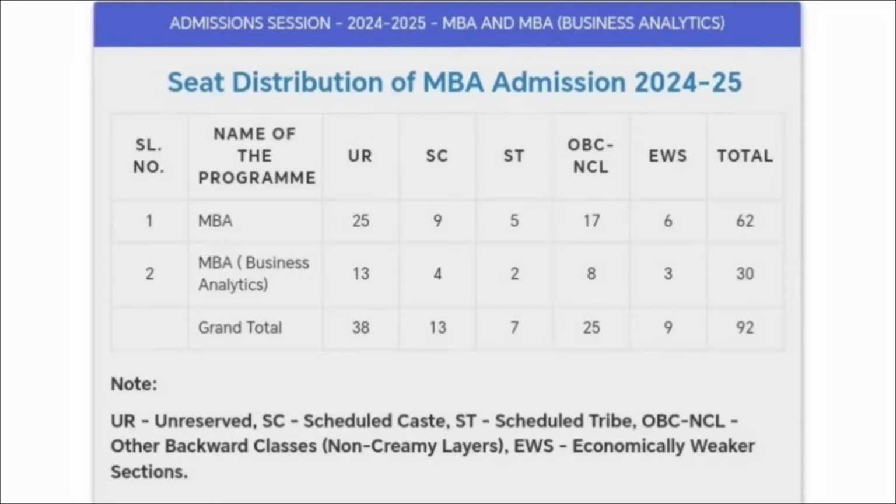9 seats are reserved for the SC category candidates, 5 seats are reserved for the ST category candidates, 17 seats are reserved for the OBC and 6 seats are reserved for the EWS. Then if we consider the seats for the MBA in Business Analytics program, overall there are 30 seats. Out of 30 seats, 13 seats are unreserved, 4 seats are for the SC category candidates, 2 seats are for the ST category candidates, 8 seats are for the OBC and 3 seats are for the EWS. So overall there are 92 seats in the IIT Dhanbad.